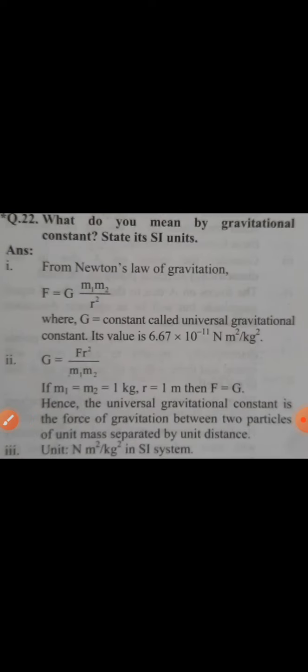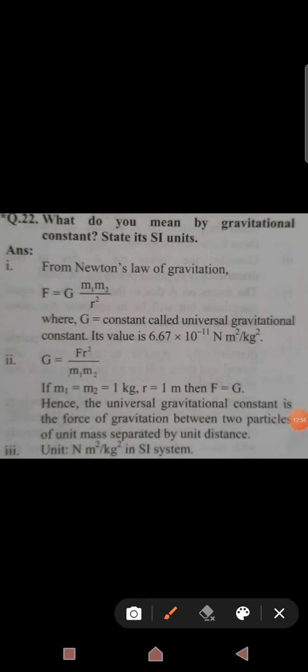Now we'll move to the next point of this topic, that is, what do you mean by gravitational constant and state its SI unit? This is a very important question from this topic, regarding the meaning of the gravitational constant.